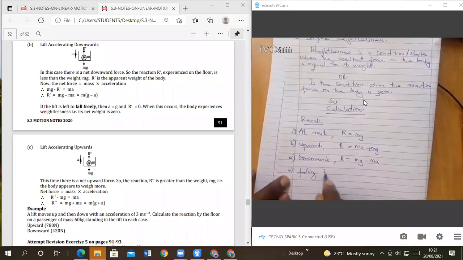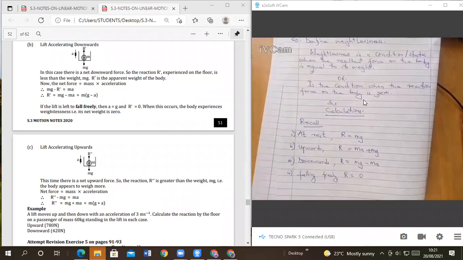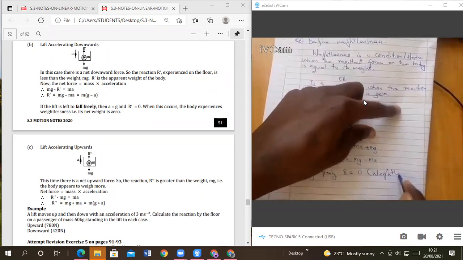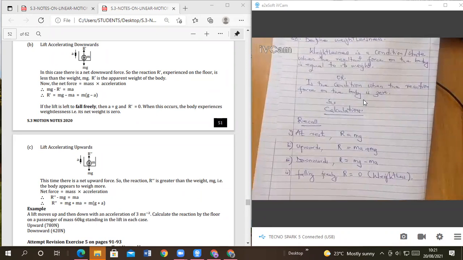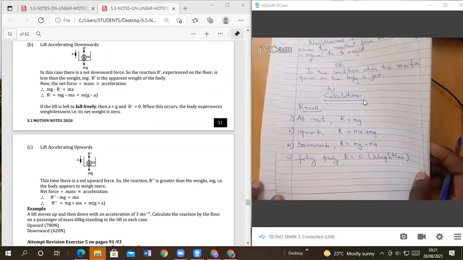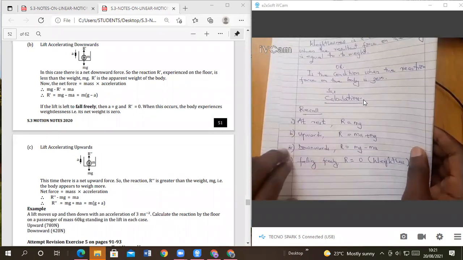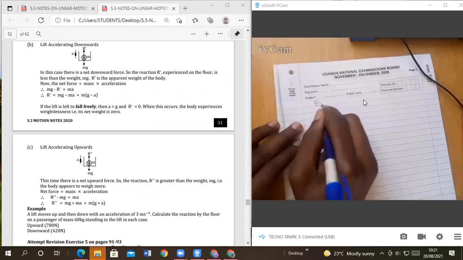When the lift is falling freely, the reaction is equal to 0. And this is what we refer to as weightlessness. Are you together, members? Good. Now, if we can remember all this, let's go to questions. Examples.